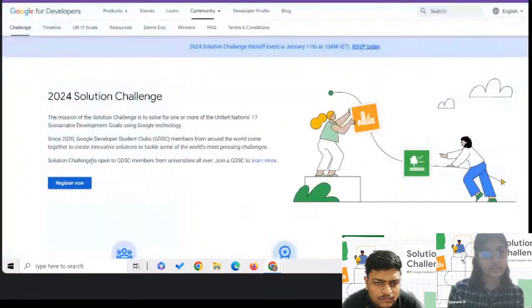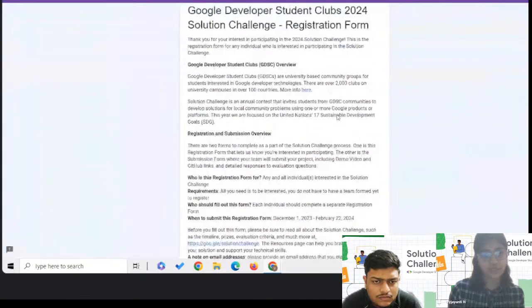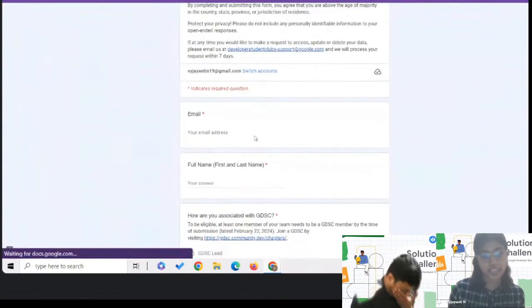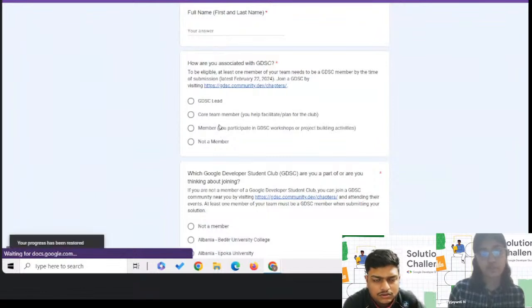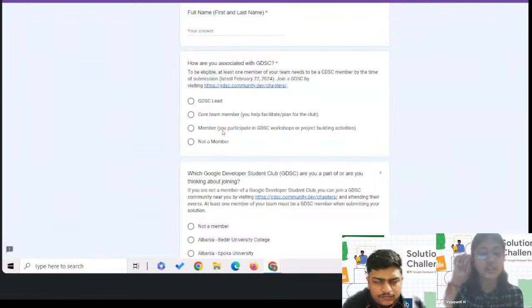Once you click on the register button on the official website, it will take you to this Google form. In this Google form, you have to give your basic details like your email and your full name, and you have to tell if you're part of your college's GDSC chapter, whether you're a lead or a core team member, or if you're not a member. In general, the Google Solution Challenge is good for people who are part of GDSC, so please make sure that you are a member of it at least.